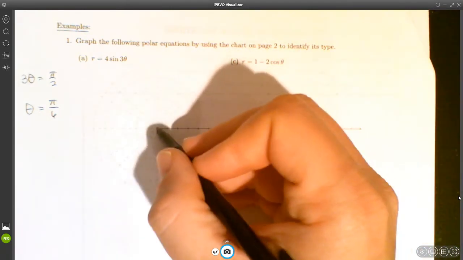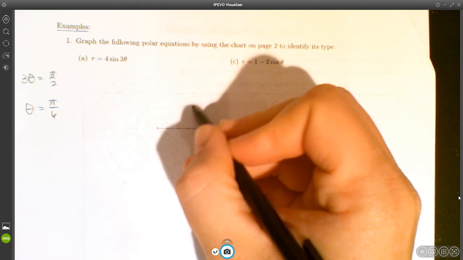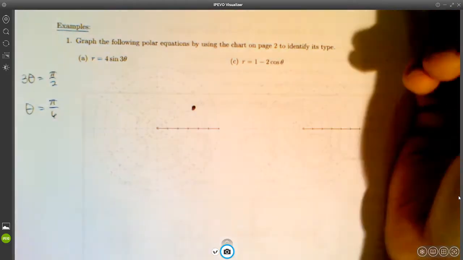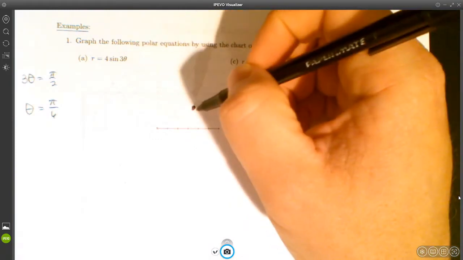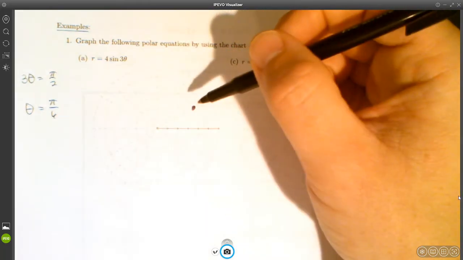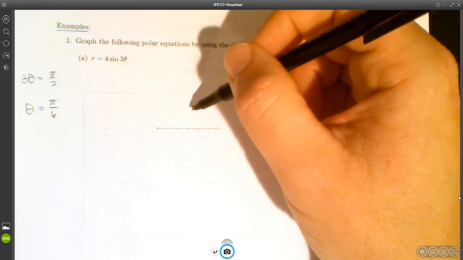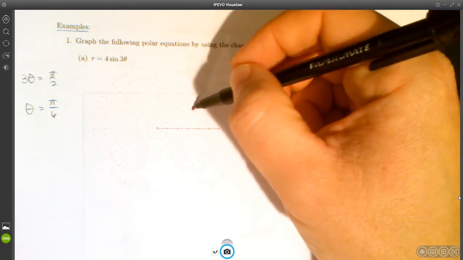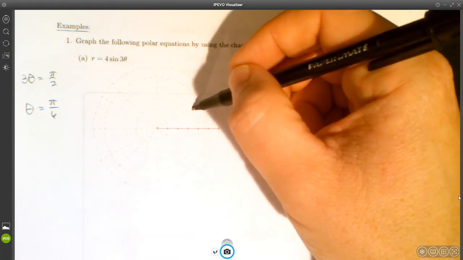And the length of that petal is 4. 1, 2, 3, 4. So there's my first petal. And then there are 3 petals, but they open up evenly. So they're evenly spaced around 2 pi units. So if you divide 2 pi by 3, you get 2 pi over 3. So the next petal is going to be 2 pi over 3 units away from this one.